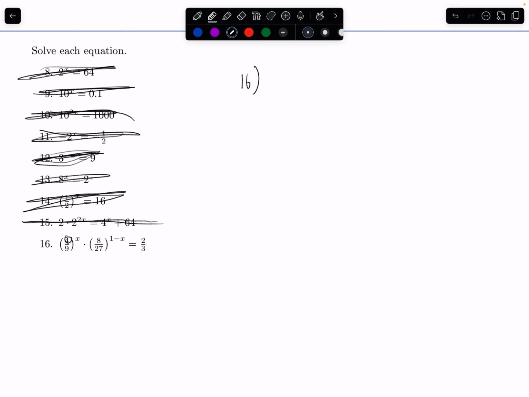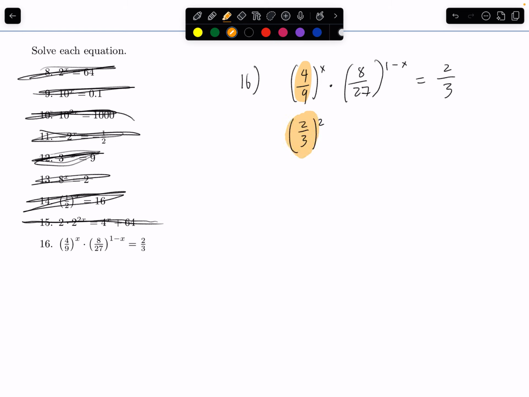Because watch this, 4/9. 4 is 2 squared, right? And 9 is 3 squared. So, I'm sorry. Let me write the question again. Just copying the question right now, so you can see what step I'm taking here. Okay, 4/9 is just 2/3 squared. You see that? So 4/9 becomes 2/3 squared. And then that is what's being raised to the x power.